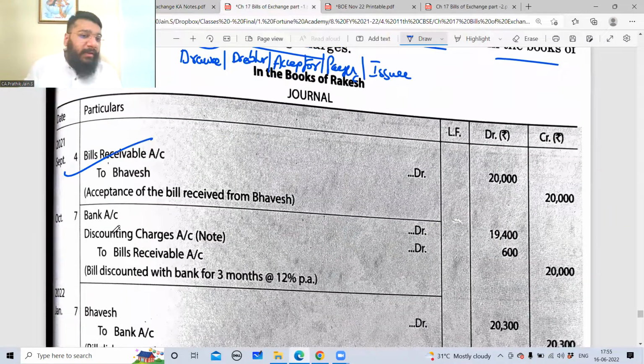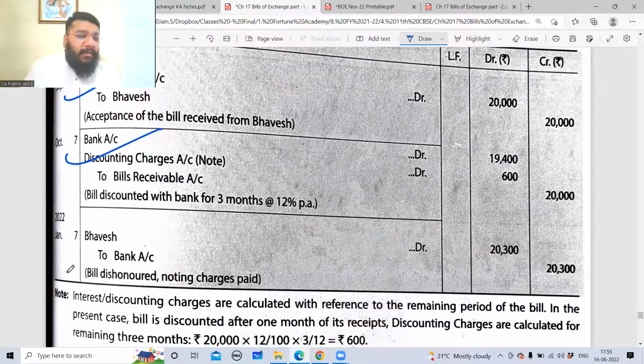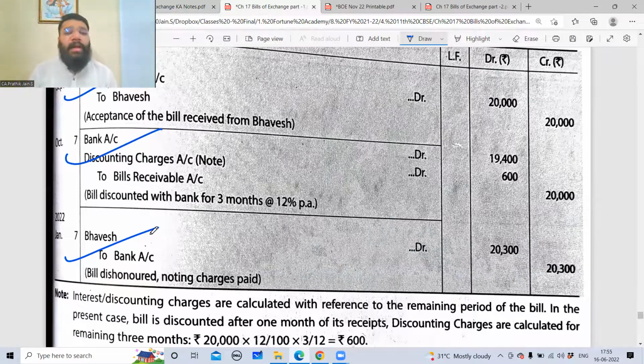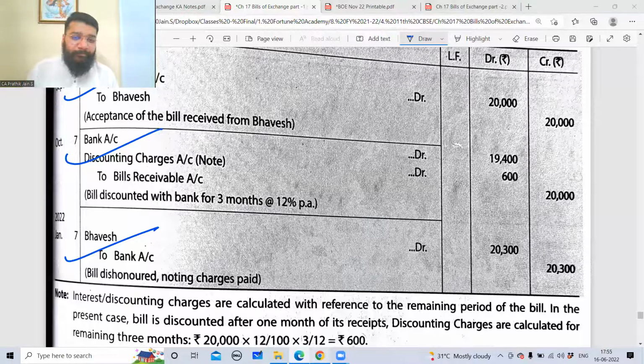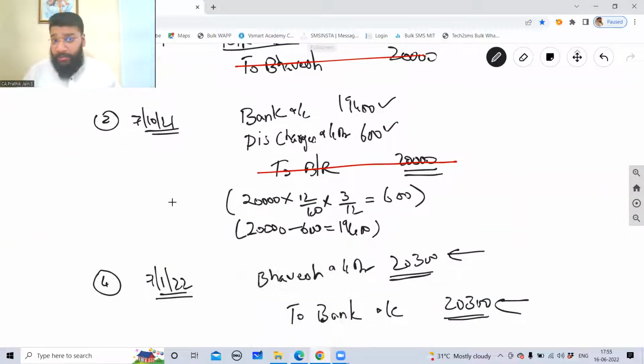So this is the bills of exchange entry. This is the discounting entry. This is the dishonorment entry. Bhavesh to bank 20,300. Is the logic clear or not clear? Is this logic clear or not clear? My dear friends, online people, what do you say?